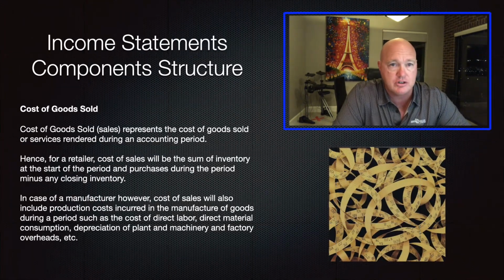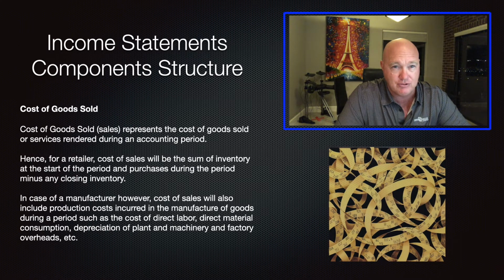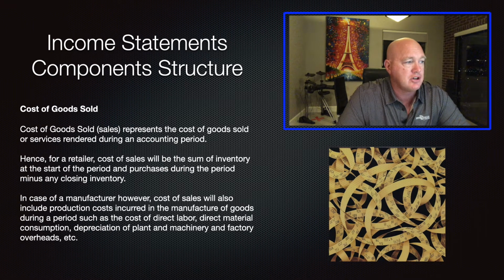The next category is cost of goods sold. Cost of goods sold represents the costs of goods sold or services rendered during an accounting period. So I hate it when someone uses the words of the phrase as the definition, but in this case, it really is accurate. So when you say cost of goods sold, if you're selling jeans, right? Well, then the cost to produce the jeans are the cost of goods sold. So it'll be the denim, it would be the manufacturing costs.